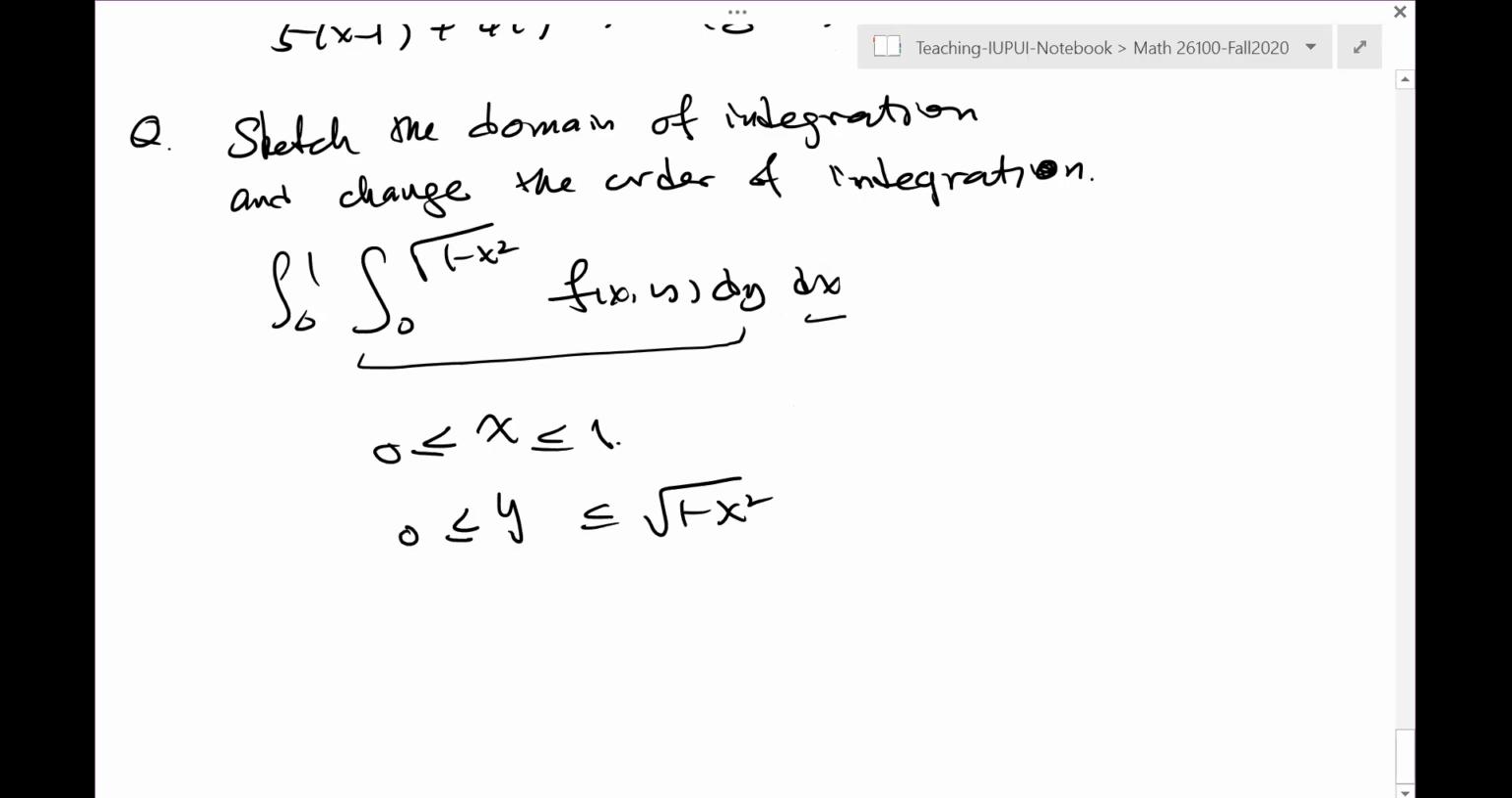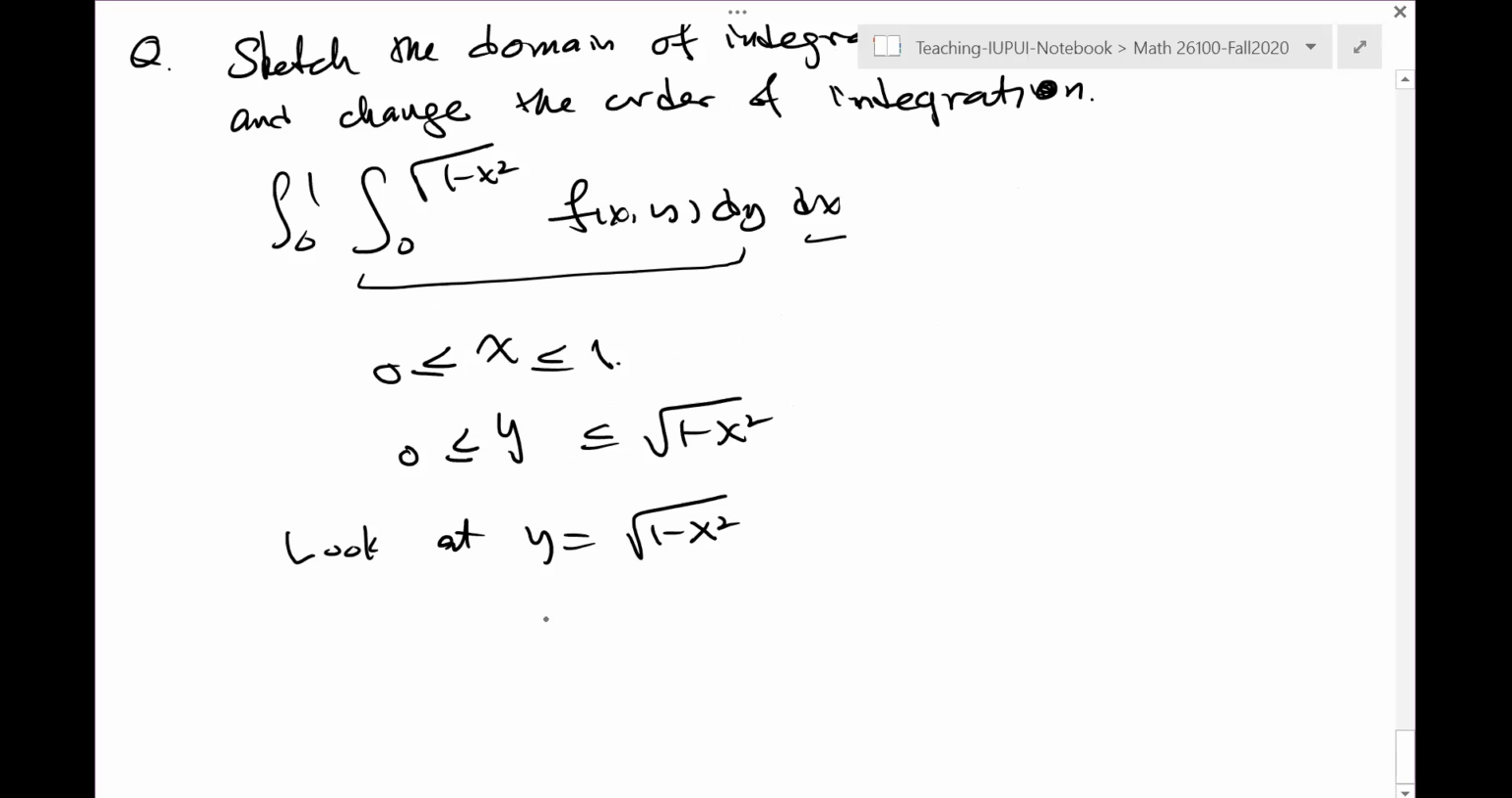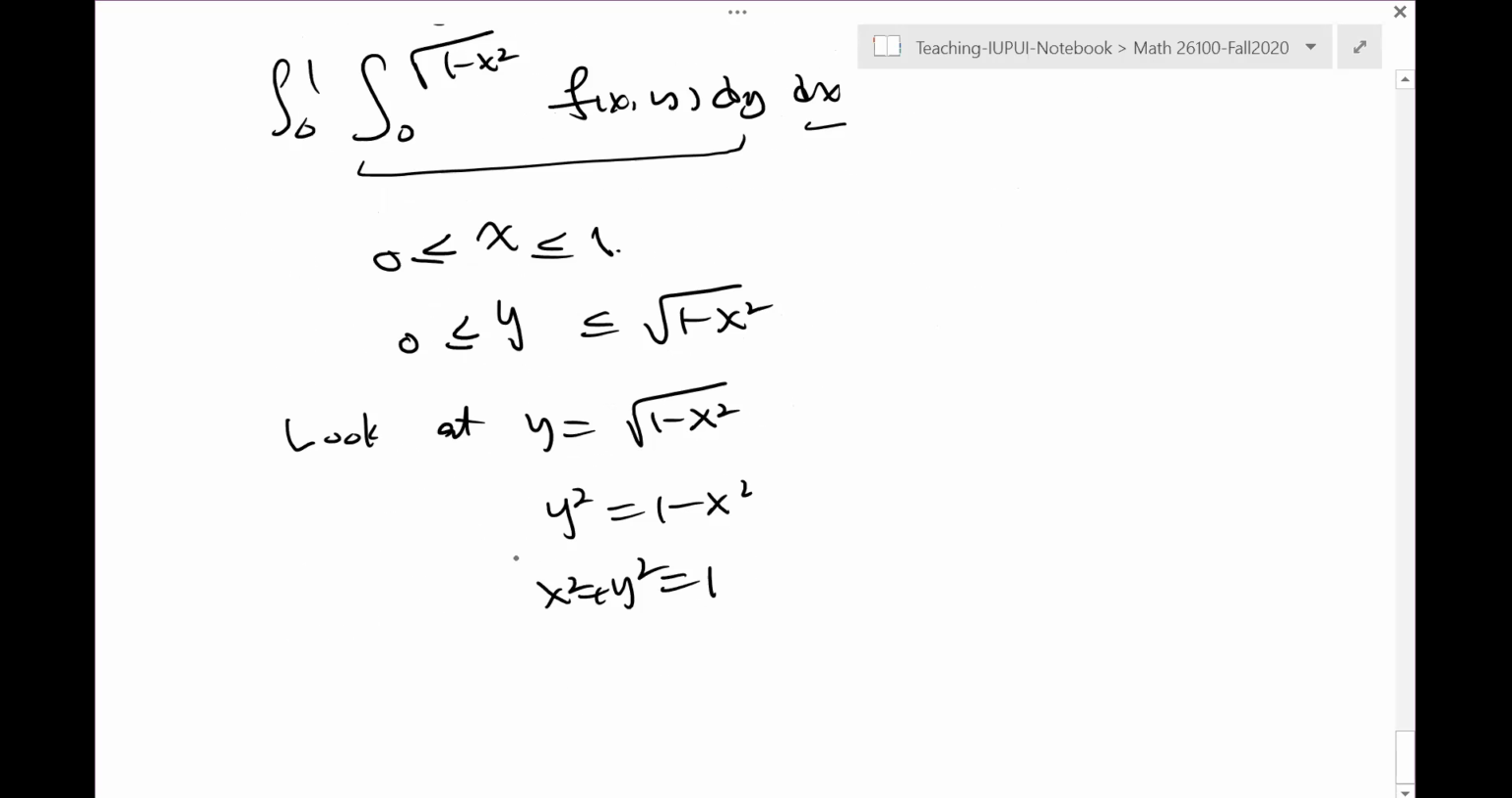If you look at this equality, you end up with a circle, right? Squaring, you get x squared plus y squared equals 1. So that's a circle, but x is not negative. x is between 0 and 1, so that will be the portion where x is between 0 and 1. But y is also positive, so this is only a quarter of the circle. This is the domain.